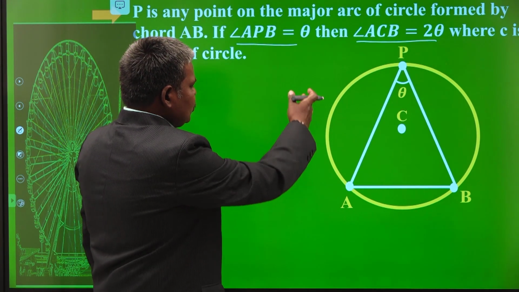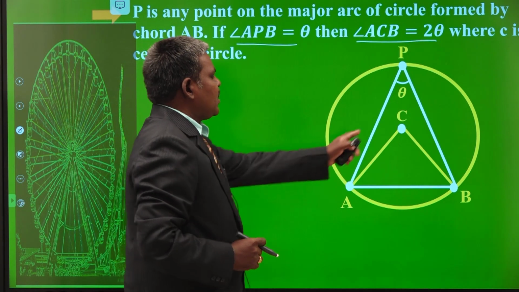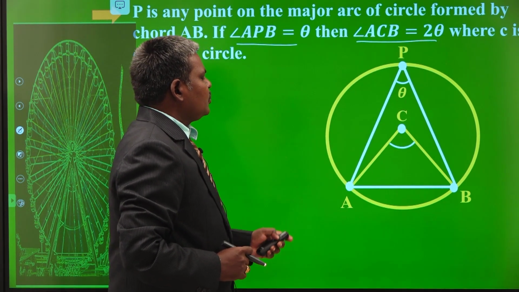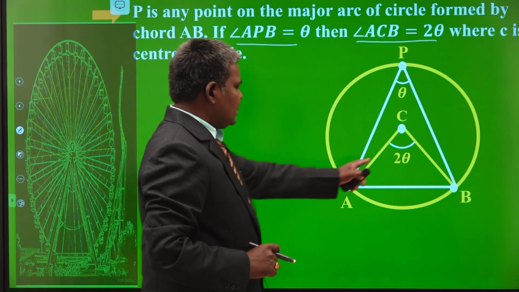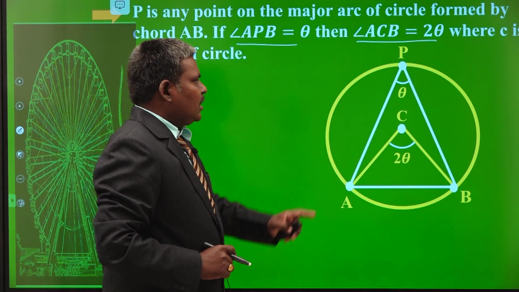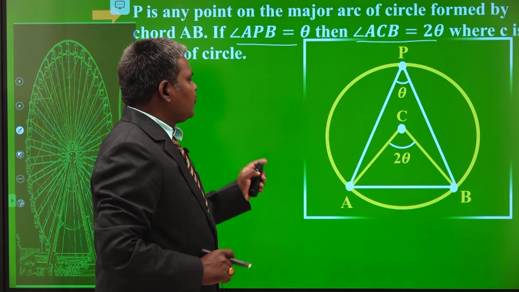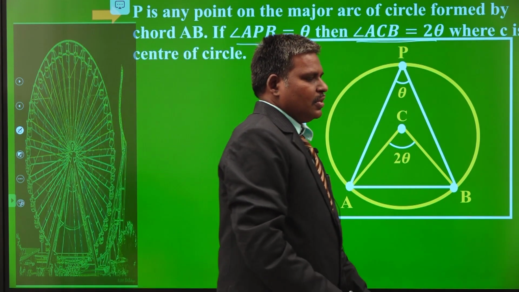Now join A to C and C to B. We get the angle in this manner. What is your aim? You are going to prove that this angle is 2 theta. If it is theta, it must and should be 2 theta. Okay, this is the rough diagram of your property.